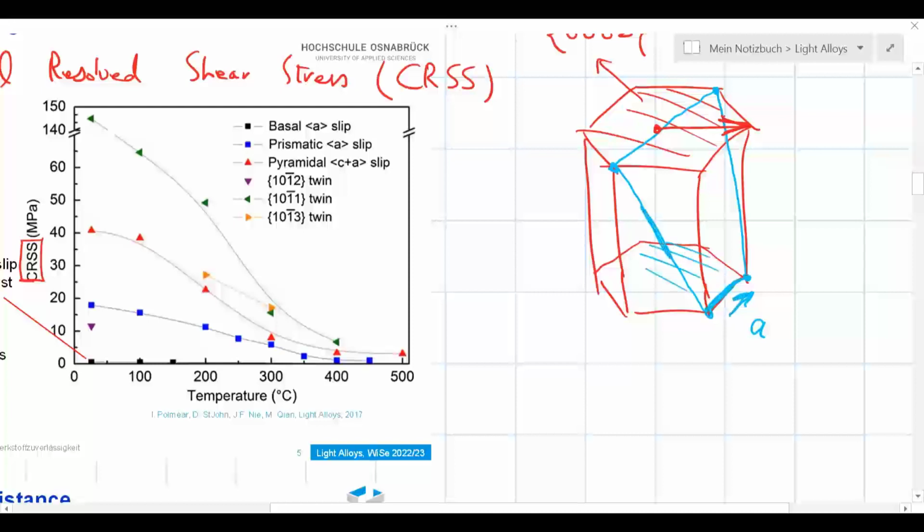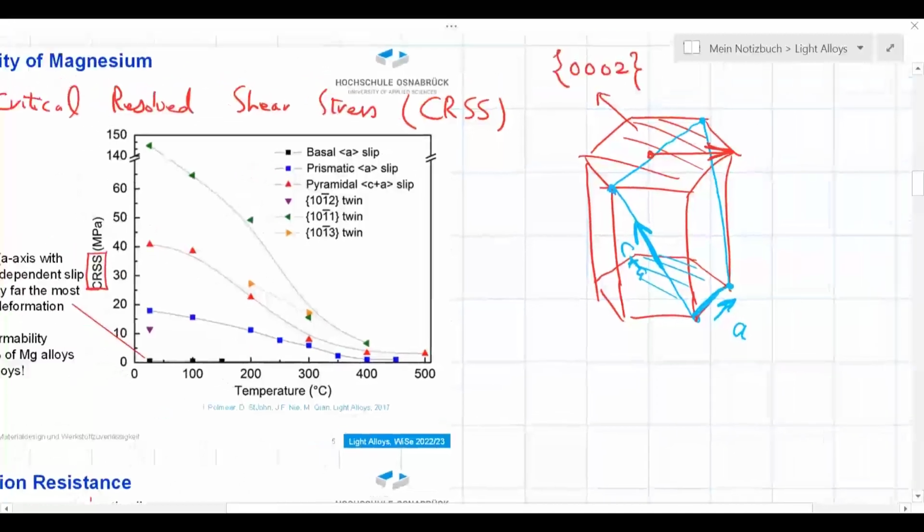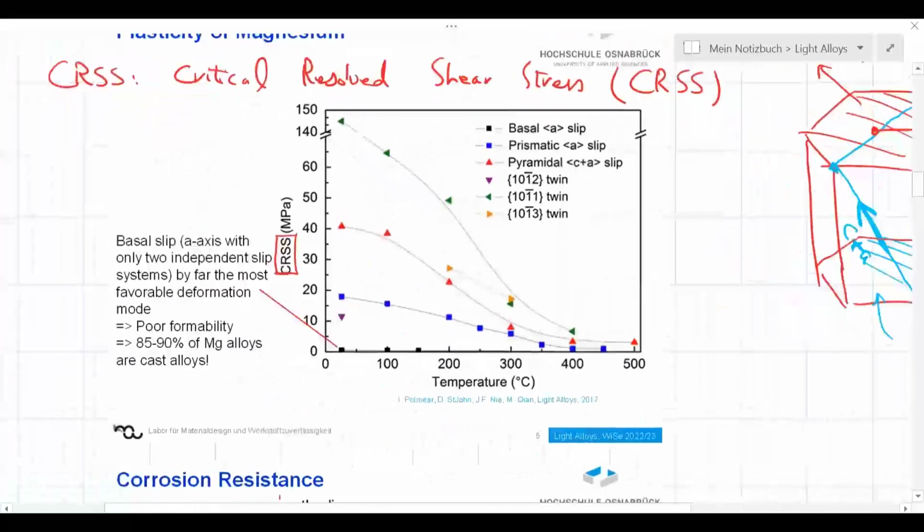Or I could activate a glide system in this direction, and that would be a c+a type of glide system. Right? So these are a bunch of different possibilities for the plasticity of magnesium alloys. If you compare, for instance, this pyramidal plane with the basal plane, it is much easier to activate glide systems on the basal plane. And that is something we could understand from this chart, from this curve.